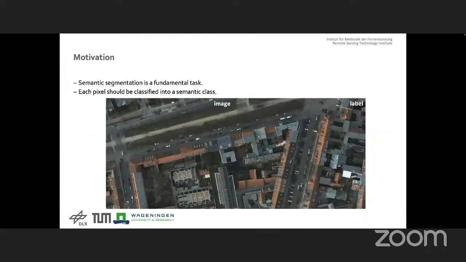What does semantic segmentation actually do? In this task, a model or a deep network in training is supposed to classify every pixel into a semantic class. For example, we want to know whether this pixel is a car or tree or building, something like that.